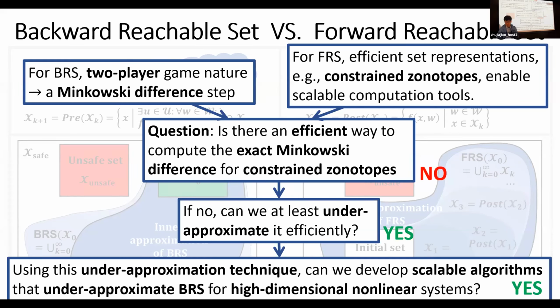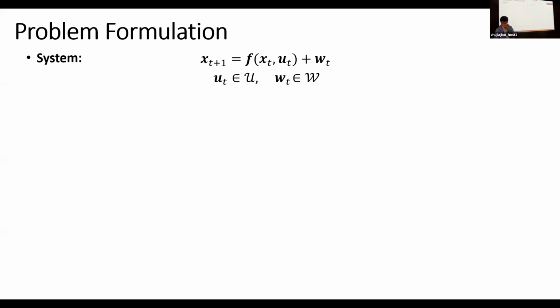And here are our answers. It turned out that no algorithm can achieve efficiency and exactness at the same time. And therefore, we propose an efficient way to under approximate the difference. And then using that, we develop some scalable algorithms to under approximate the backward reachable set. And it works even for high dimensional nonlinear systems. So that's the big picture. In what follows, I will jump into a bit more details.